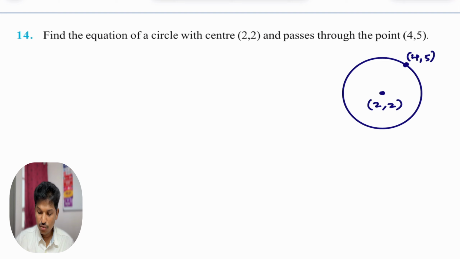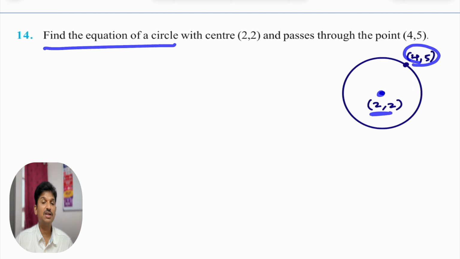You observe this, you need to find a circle equation. For that, the center is already given, the center is 2 comma 2, and the circle passes through 4 comma 5. Here the center of the circle is given and the circle passes through 4 comma 5. You need to find the equation of the circle.